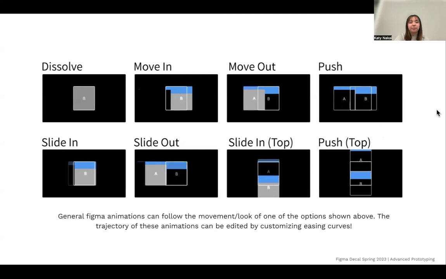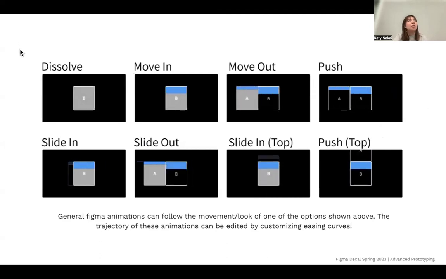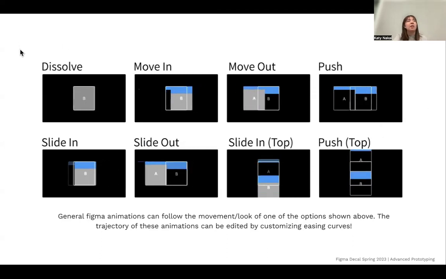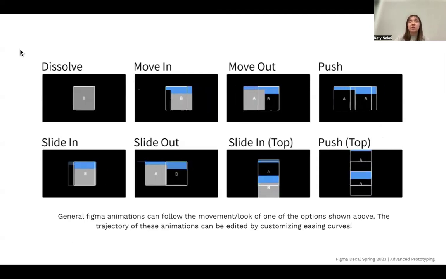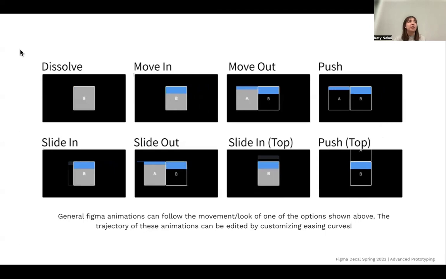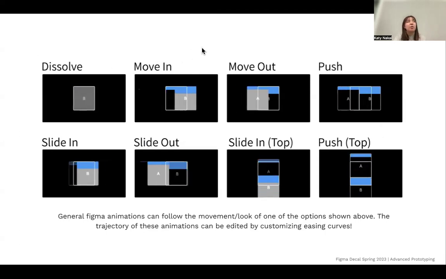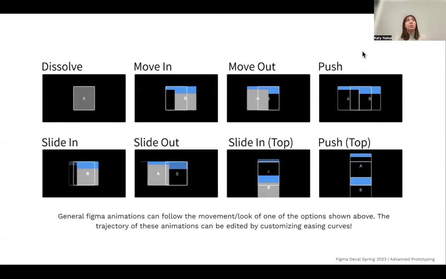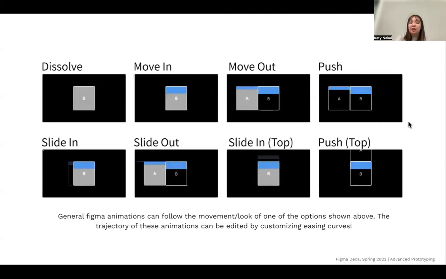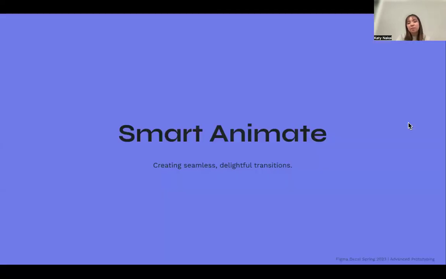So these are some examples of what the different prototyping interactions look like. Dissolve is just a crossfade, very simple. Then you have move in, move out, and then push. It looks like things are being pushed by another thing, so on and so forth.